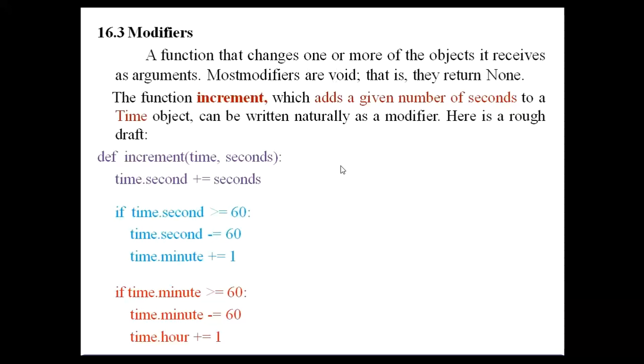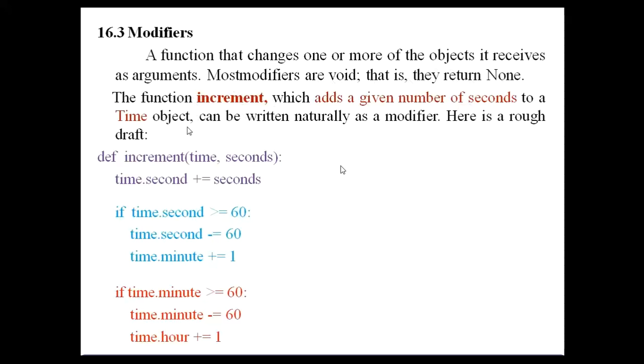But previously we studied that most of the pure functions are fruitful. So pure functions are going to return some values, but most of the time modifier functions are not going to return any values. That is, they are going to return one value, that is None.